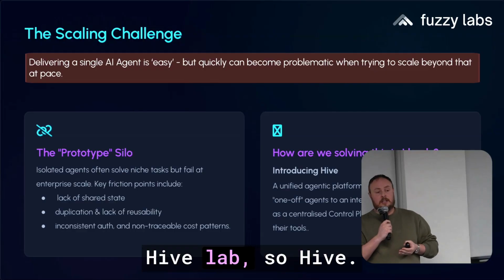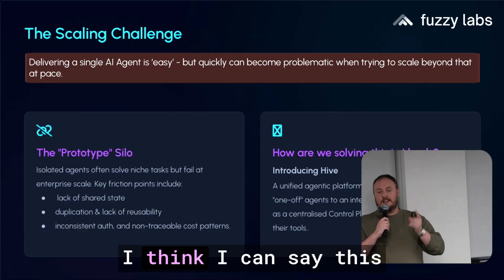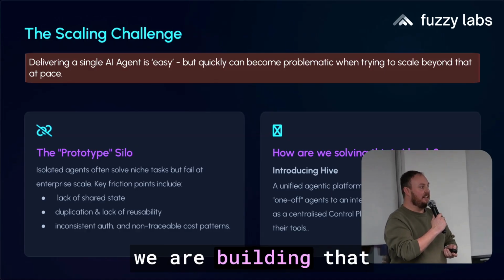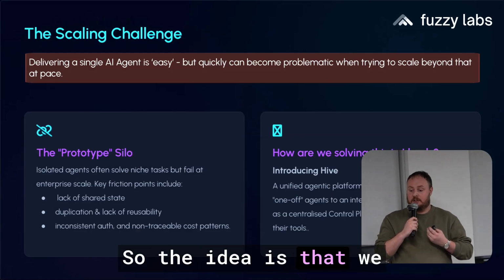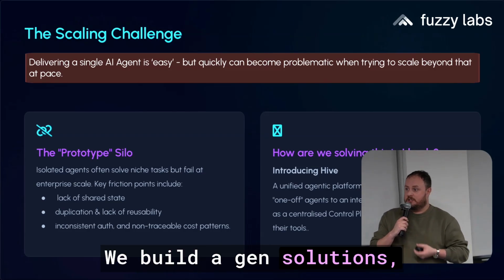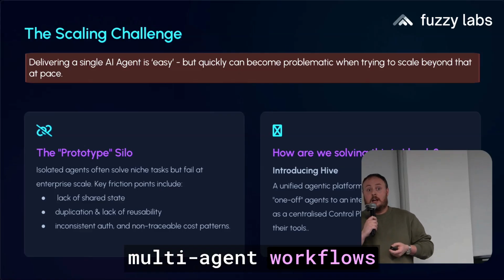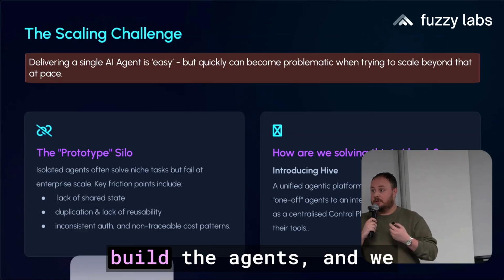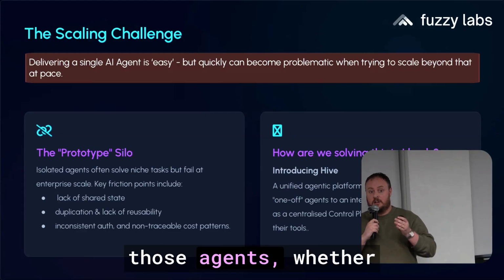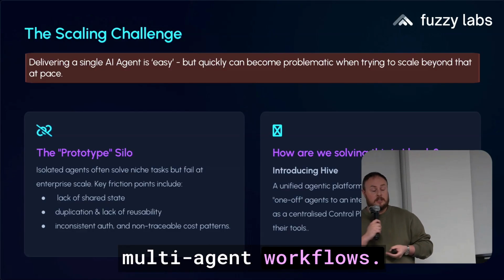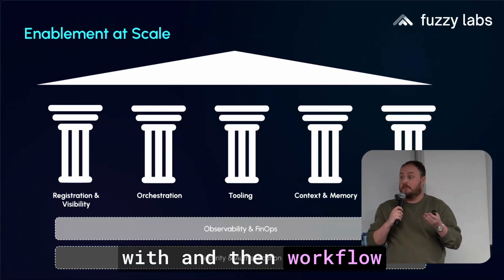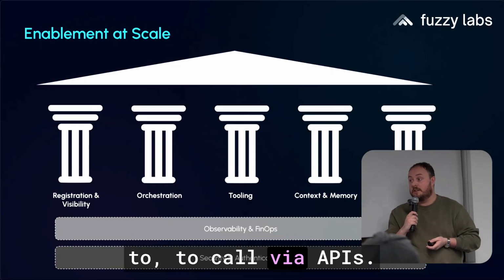So I mentioned Hive Lab. Hive is an application that we are building that does exactly that. So the idea is that we look after colleague-facing operations, we build agentic solutions, single-agent workflows, multi-agent workflows in a reusable manner. We build the tooling, we build the agents, and we provide the full stack that allows you to invoke those agents, whether they are single-agent or multi-agent workflows. And they are designed for both colleagues to interact with and then workflow systems, so effectively to call via APIs.